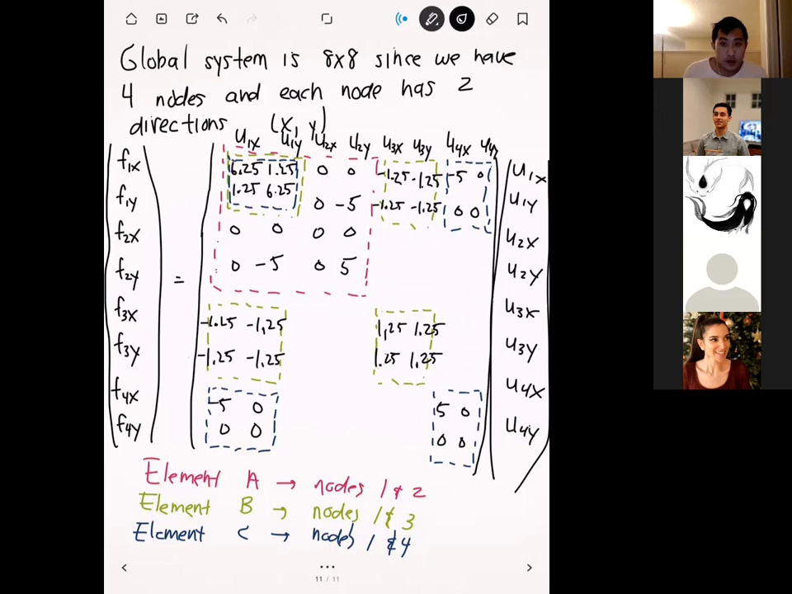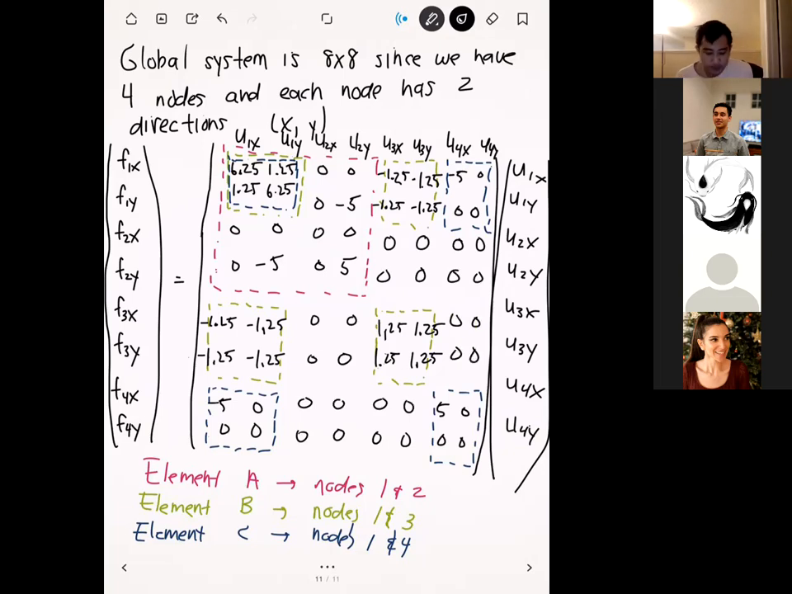All right. And so all I did there was I just inserted the element stiffness matrices into the appropriate spots. And of course, everywhere that we don't have a box here, they're just going to be zeros. And so here is our global system. All right. Any questions so far on how we assembled this guy?